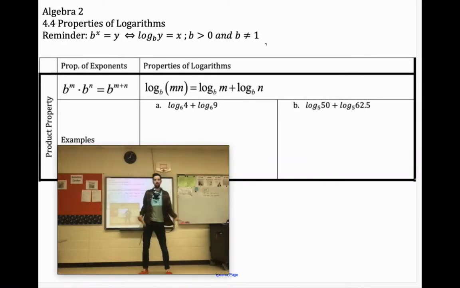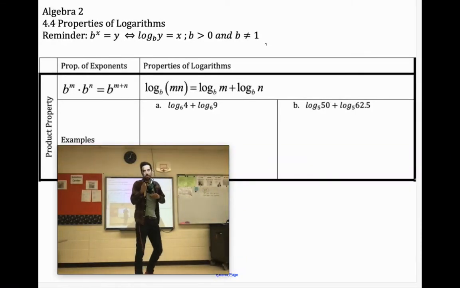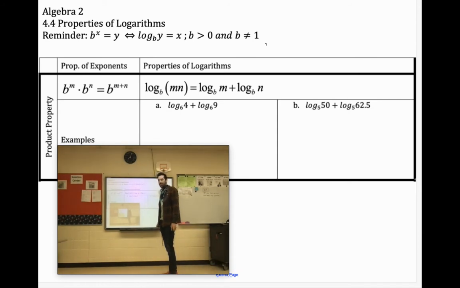Who's ready to learn some properties of logarithms? Are you ready? All right.